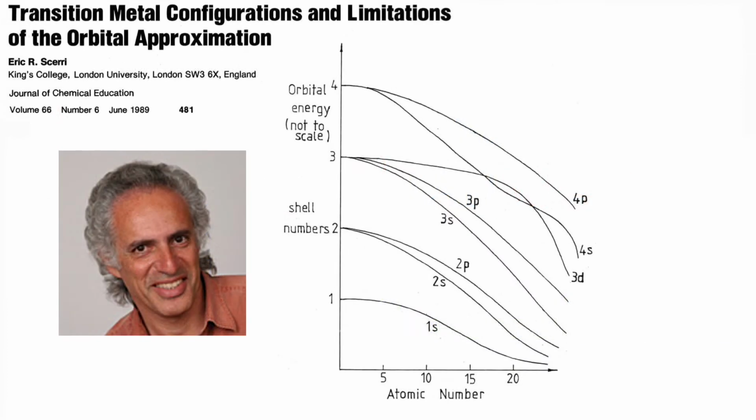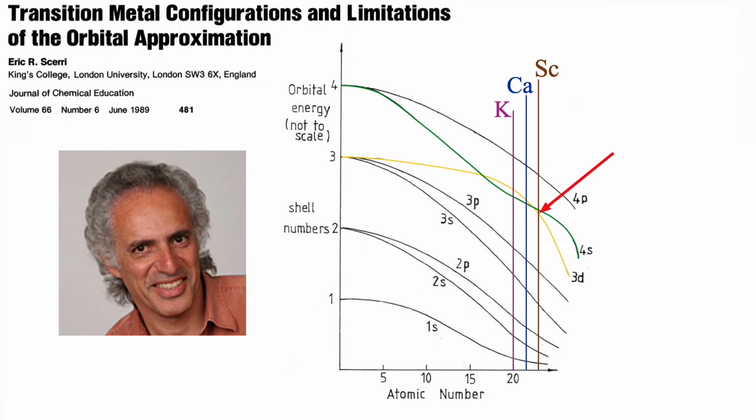Professor Scerri published a paper a few years ago looking at the energies, and we can see from this diagram that the 4s and 3d orbitals actually cross. So if we look at potassium, calcium and scandium, we see with scandium the 3d orbital is actually of a lower energy than the 4s orbital.